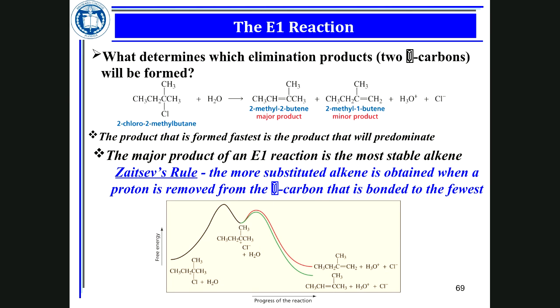So what makes this product a minor product? When you have an E1, that is going through formation of a carbocation and the stability of the carbocation. Then you have a minor product and a major product.